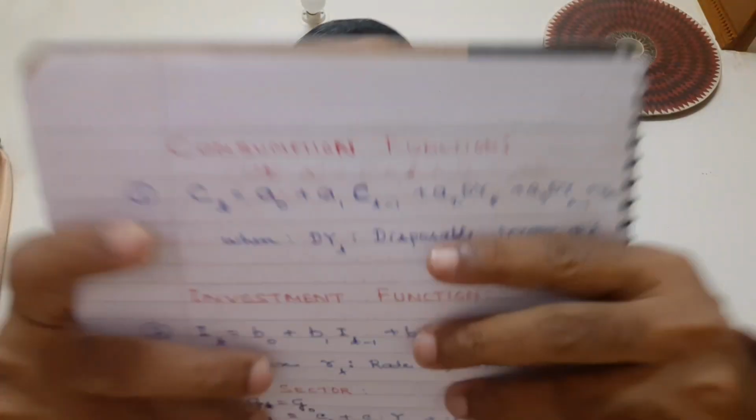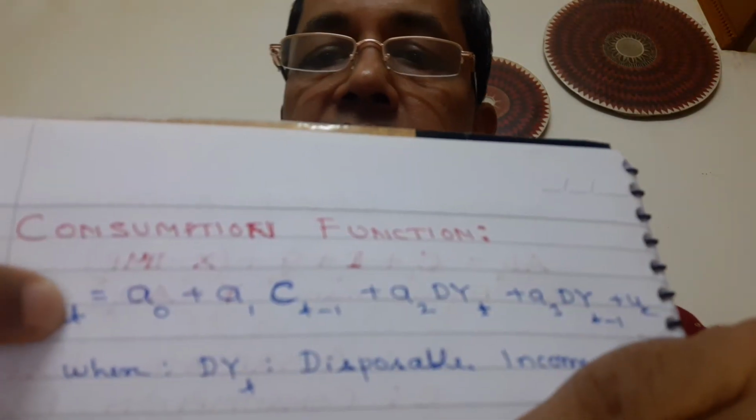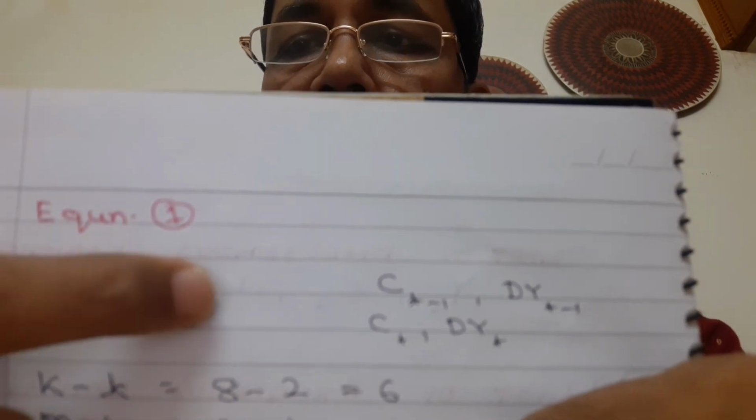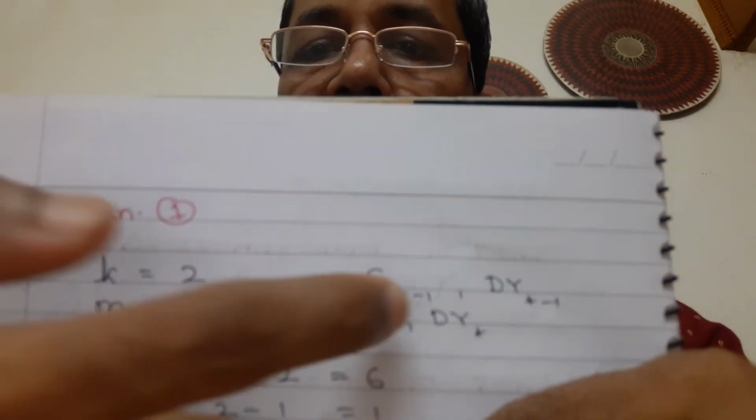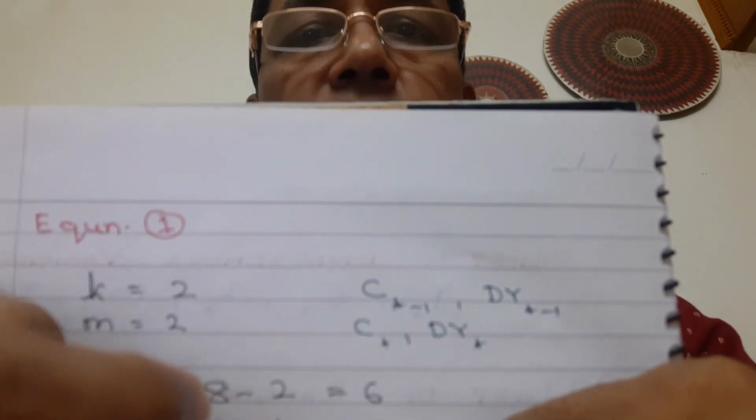What is small m? Small m is the number of endogenous variables. In this there are 2 endogenous variables, Ct and dyt. So for the consumption function we have 2 predetermined variables in that equation and 2 endogenous variables. As I have noted here, for equation 1, that is the consumption function, small k is equal to 2, small m is equal to 2. These are the 2 predetermined variables and these are the 2 endogenous variables.